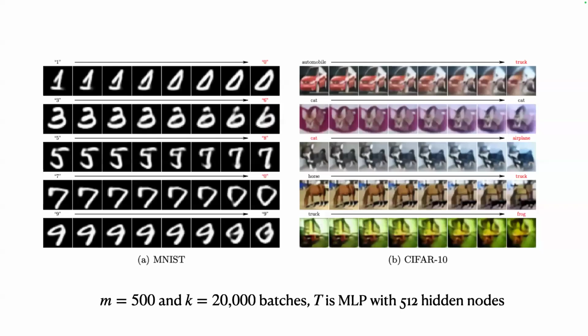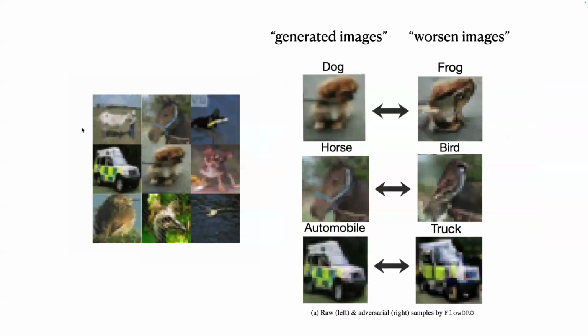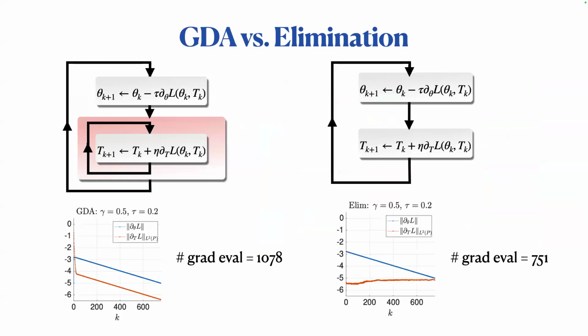Okay, so this is another example. You can see, for example, this is the animation. You can see how a picture of a dog gradually becomes a frog. This is the sequence of samples gradually converted into the worst-case samples. Okay, so here's another example.